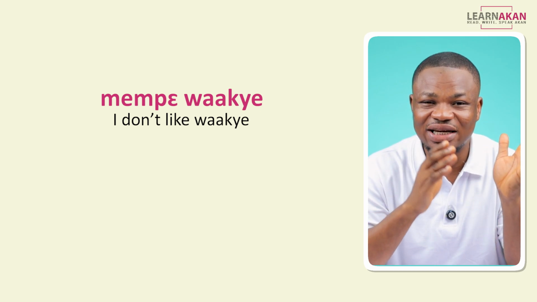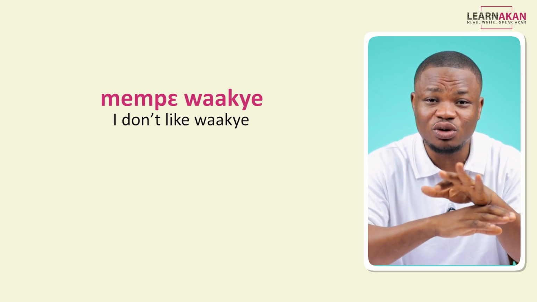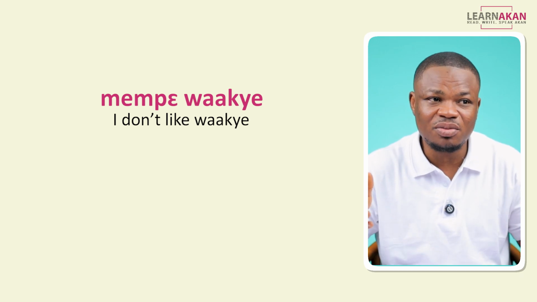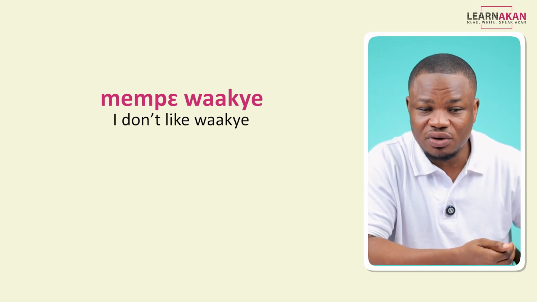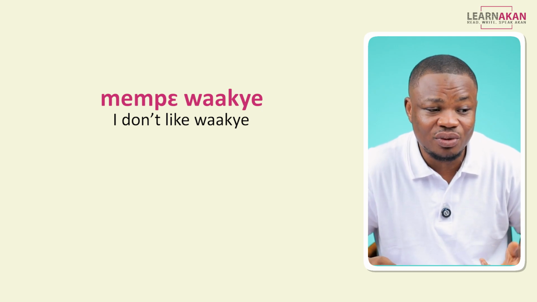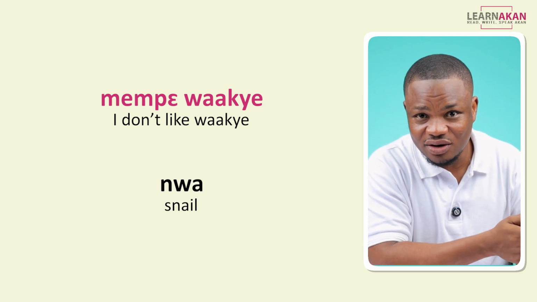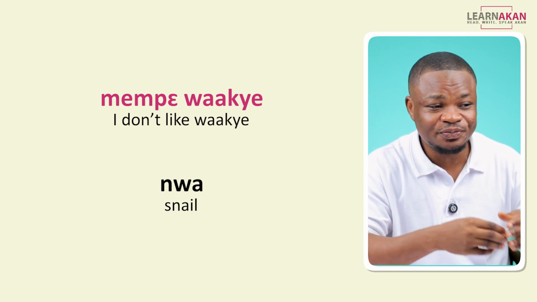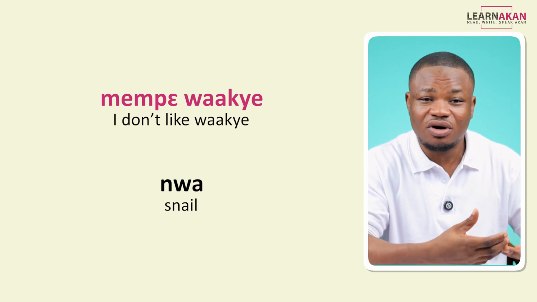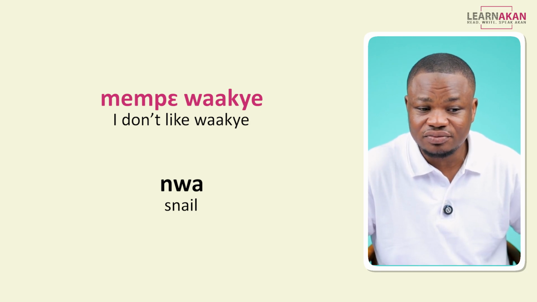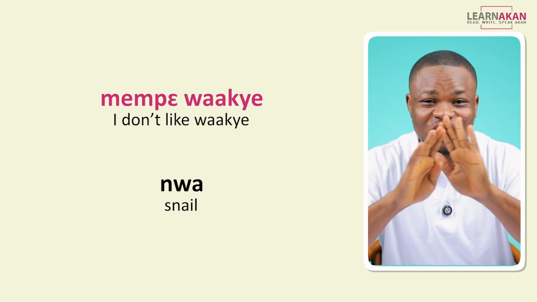But beyond you not liking a particular food, there could also be a food that you don't eat at all, maybe because your whole family doesn't eat that particular food. If I use myself as an example, in my family, we don't eat snail. Onua, okay? We don't eat snail. So all of us, we don't eat snail. Maybe I took some unknowingly, but we don't eat snail.